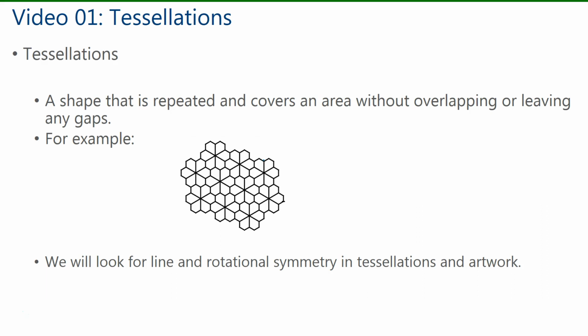So, for example, we picture this flower shape figure here being repeated over and over to create this tessellation. So we will be looking for any line or rotational symmetry in tessellations in artwork. Tessellations often occur in wall or floor tiles, or in artwork such as paintings or rugs. So they are very common. So I encourage you to look for such patterns at home or in nature.